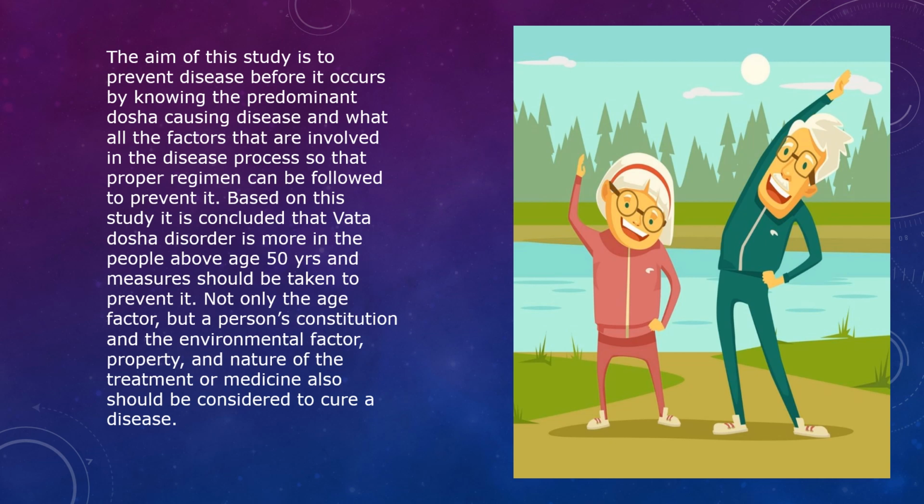Based on this study, it is concluded that Vata dosha disorder is more common in people above age 50 and measures should be taken to prevent it. Not only the age factor, but a person's constitution, the environmental factors, and the property and nature of the treatment or medicine should also be considered to cure a disease.